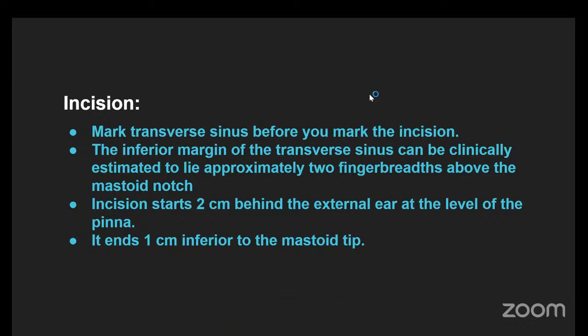Okay, so for the incision, we discussed that we need to mark the transverse sinus. Once we do that, what do we do? 2 centimeters behind the external ear, the incision is going to go and it is going to end 1 centimeter inferior to the mastoid tip.